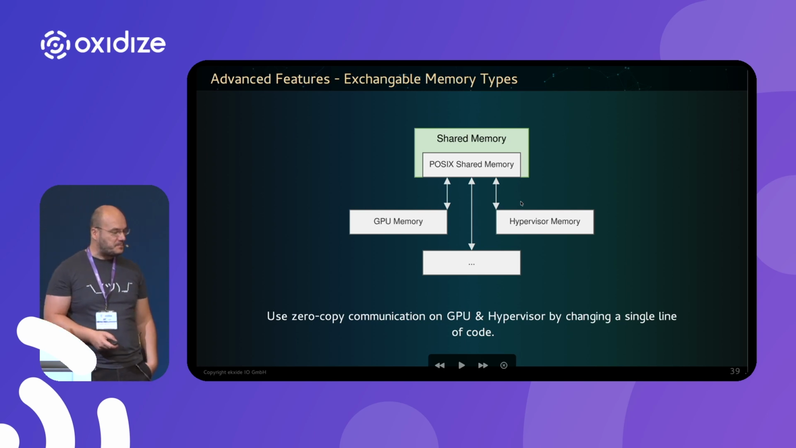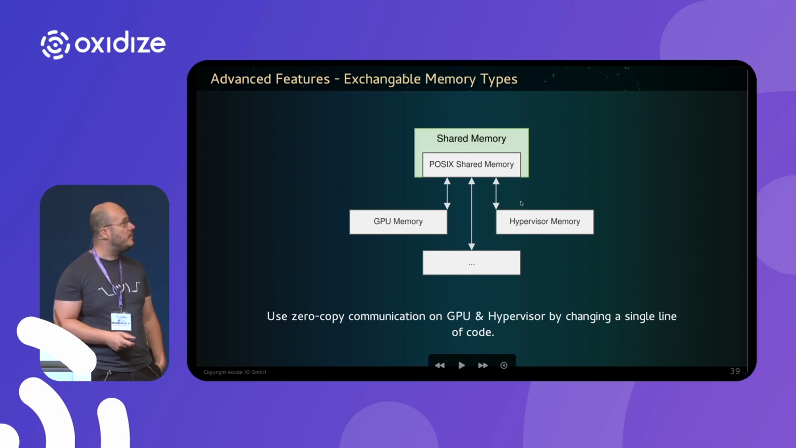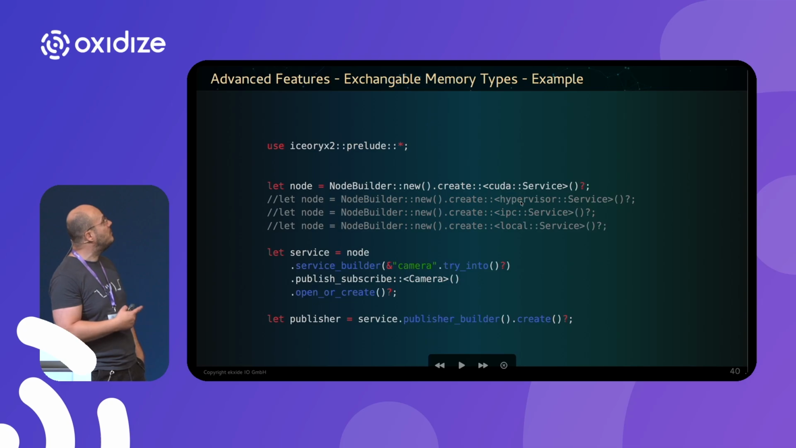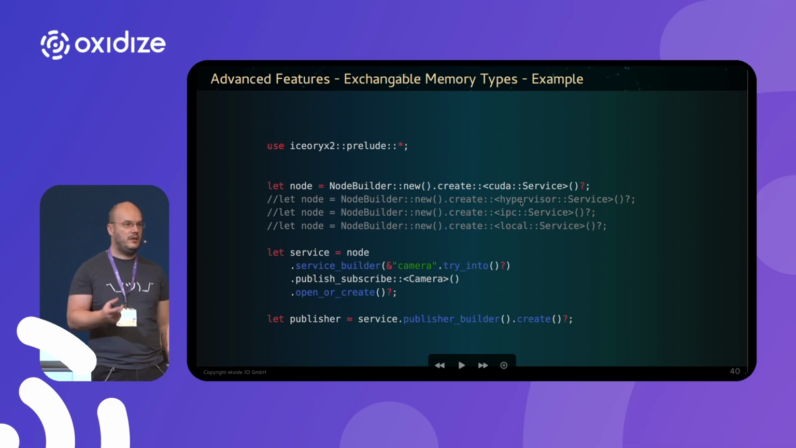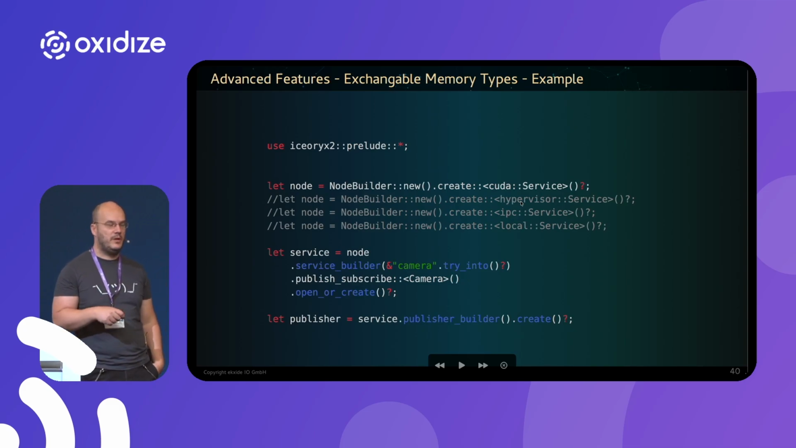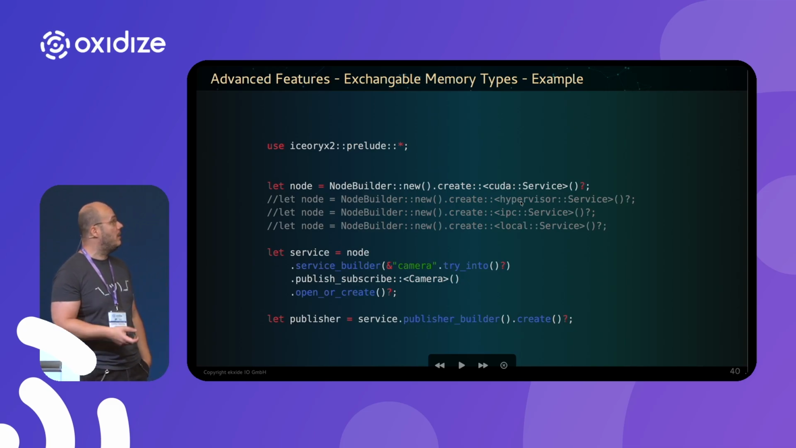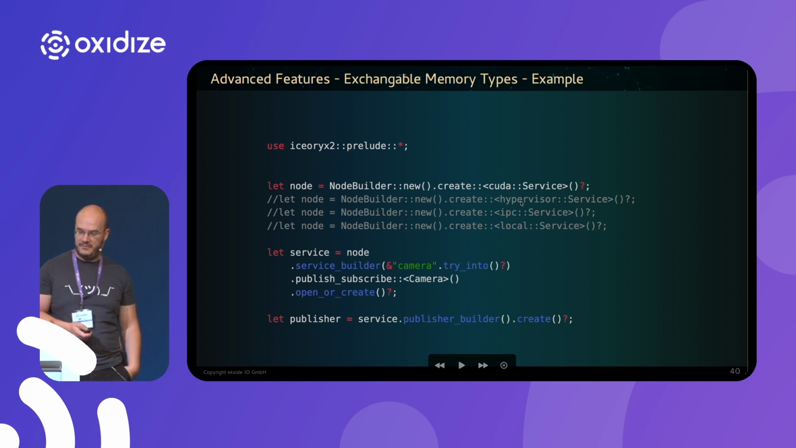And this is something which we can exchange, and this makes iceoryx extendable and extremely modular. We can, for instance, exchange these different memory types just by changing one line. You saw the Rust code in one of the previous slides. When we created a node, we also defined what kind of service type we want to have, whether an IPC service, a local service, or maybe here a CUDA service. And then we just use the CUDA memory allocator and the CUDA memory handles to exchange the data, or a hypervisor partition, whatever you can name it.